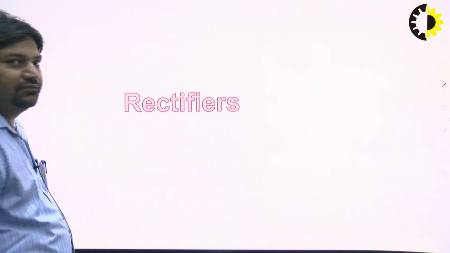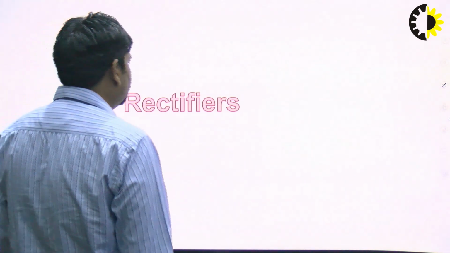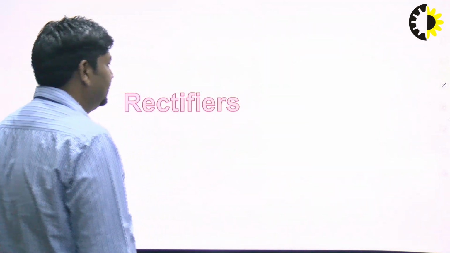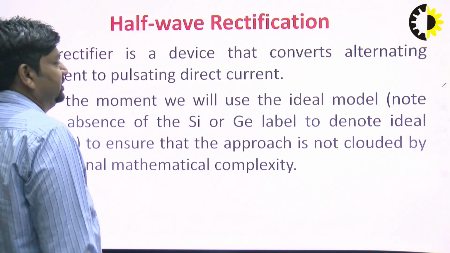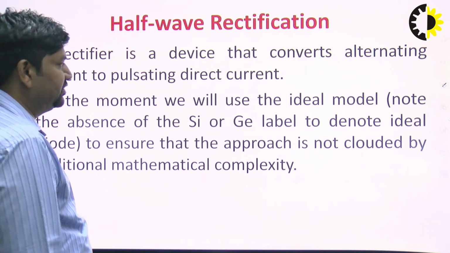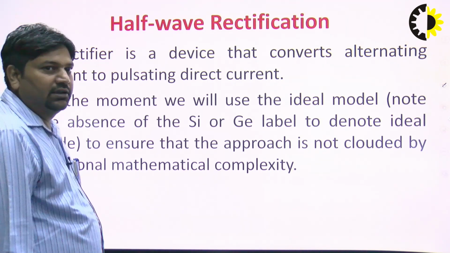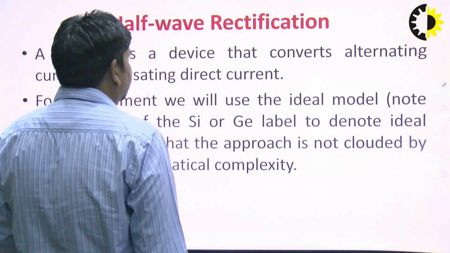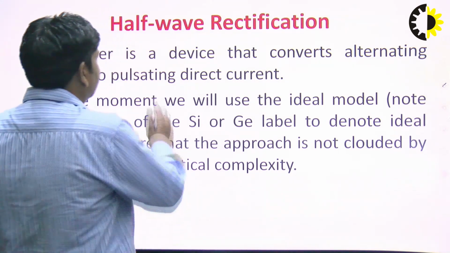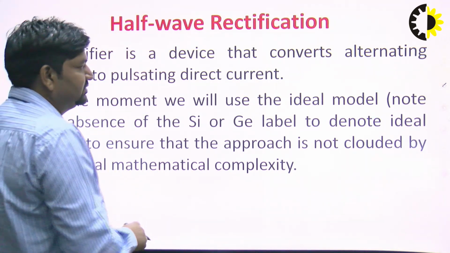So what are rectifiers? Rectifiers are those circuits which convert alternating current to DC current. So that means AC to DC conversion is called rectification. Rectifiers are of three types: half wave rectifier, full wave rectifier, and bridge rectifier.